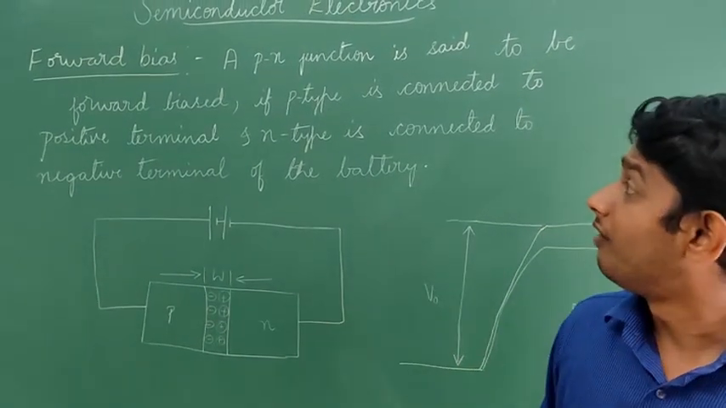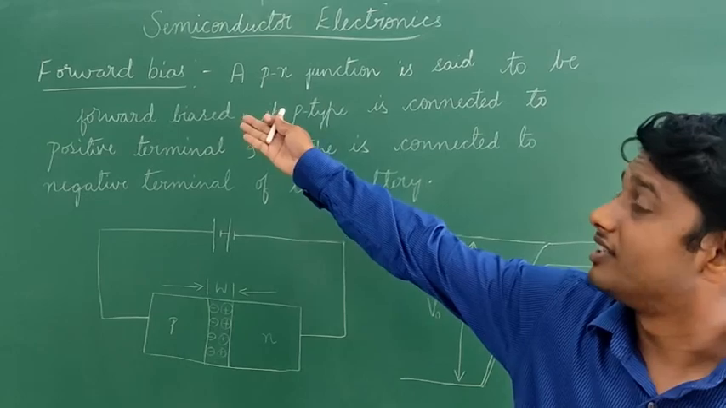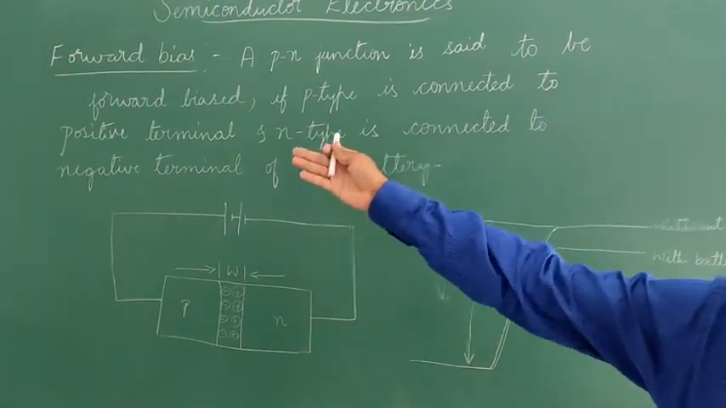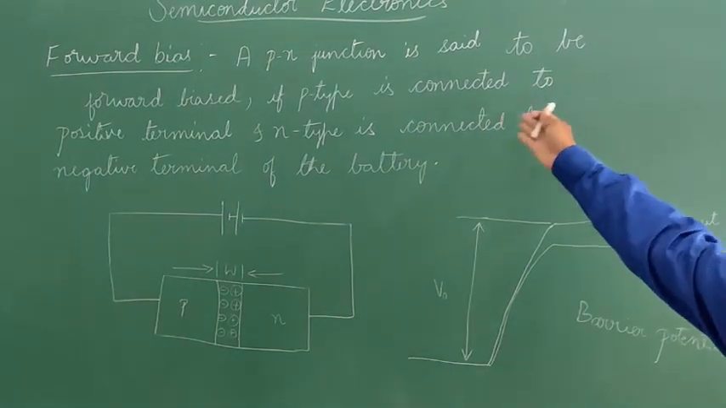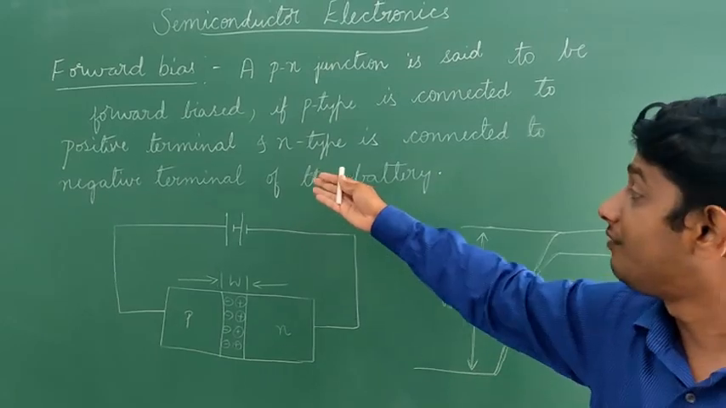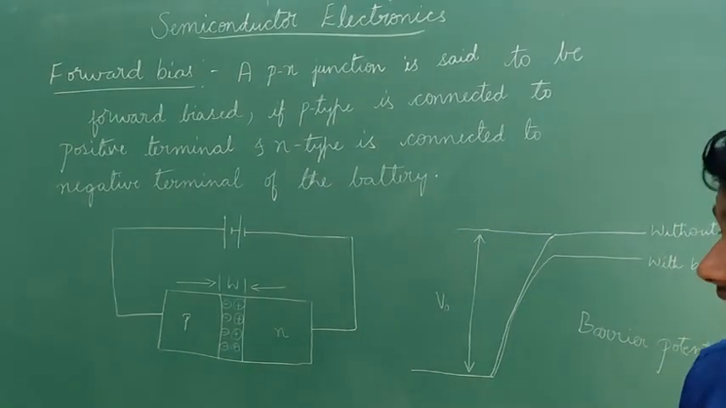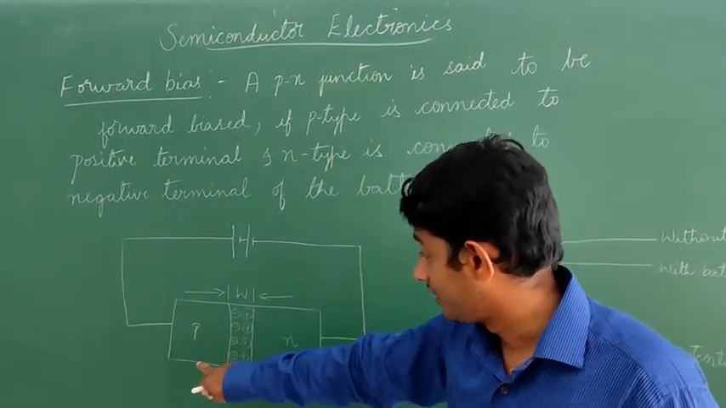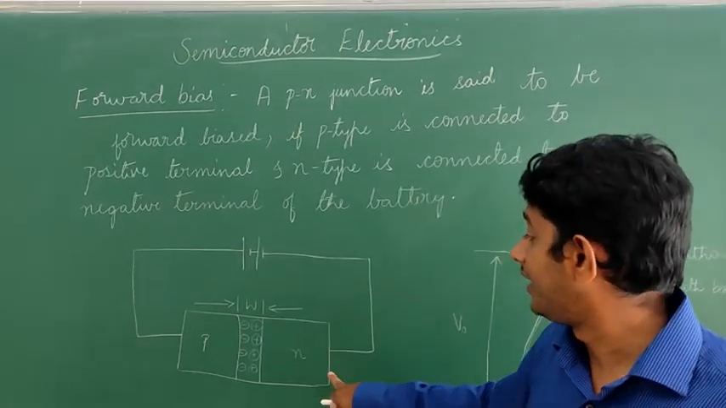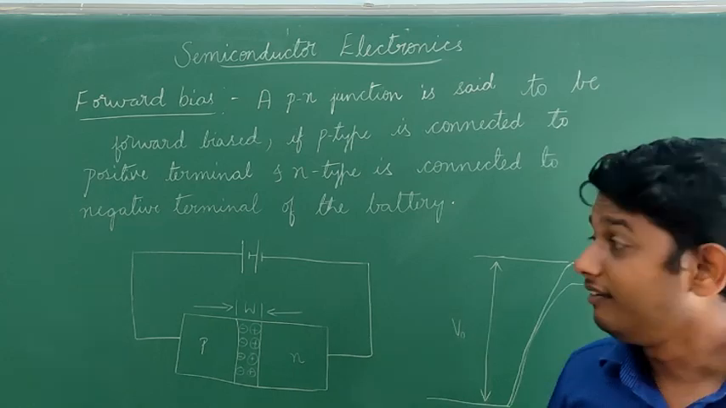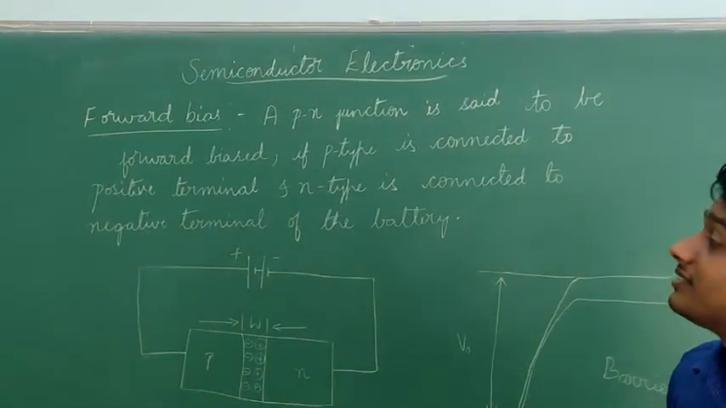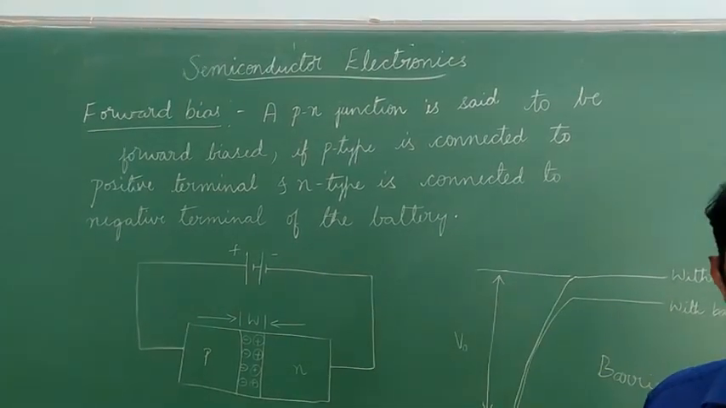So the first one is forward bias. A PN junction is said to be forward biased if the P type is connected to the positive terminal and the N type is connected to the negative terminal of the battery. So this is the circuit here. The P type is connected to the positive terminal and the N type is connected to the negative terminal. So this is positive and this is negative. So this is forward biased.